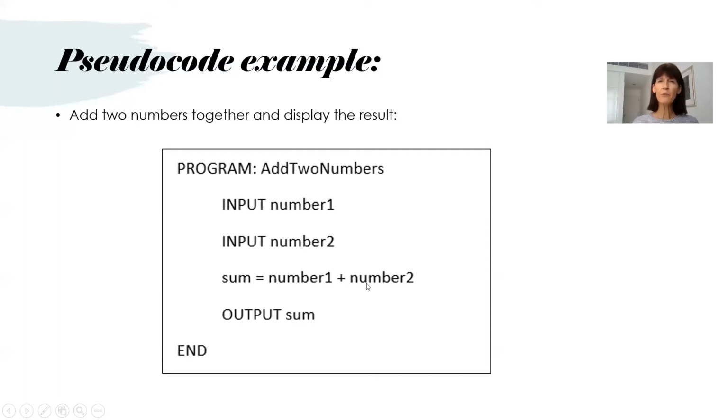Sum equals number 1 plus number 2 means we add whatever value is in number 1 and number 2. Say number 1 stores a 1, number 2 stores a 2. We will add them, get 3, and the result 3 is stored into that variable called sum. And then we output that number 3 in the last statement. If you look at all these values, number 1, number 2, and sum are called variables in pseudocode.